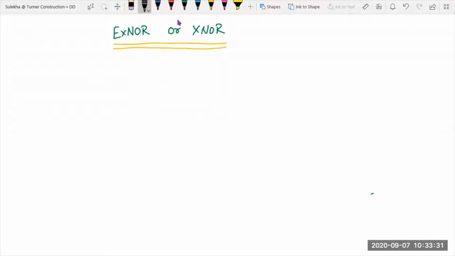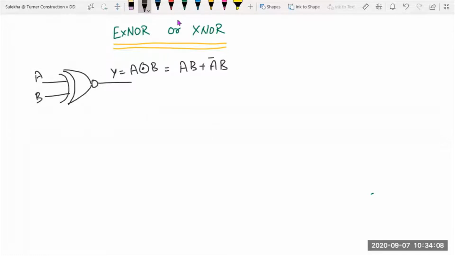We will see the things related with the XNOR gate. The symbol of the XNOR gate is like an XOR gate with a bubble in front of it, because whenever you take two inputs, A and B, at your output side you get A XNOR B, and this is the notation for XNOR. The formula for this one is AB plus A bar B bar.